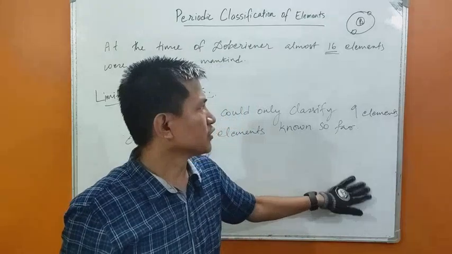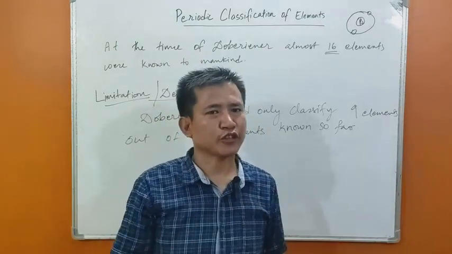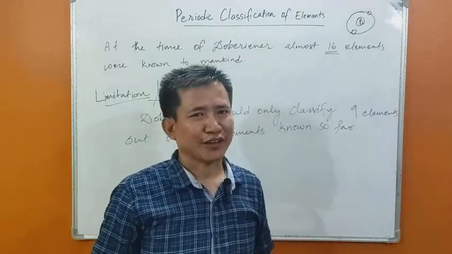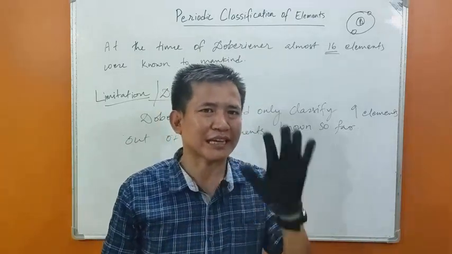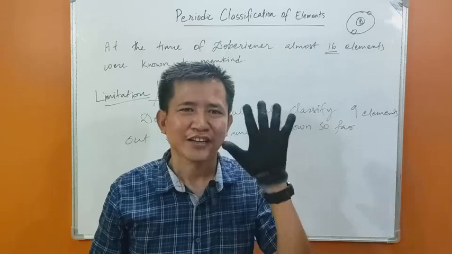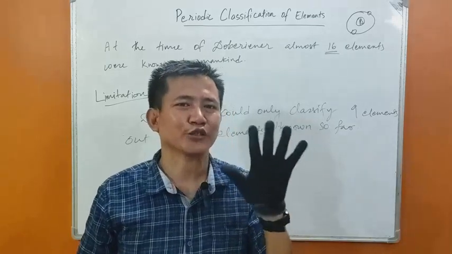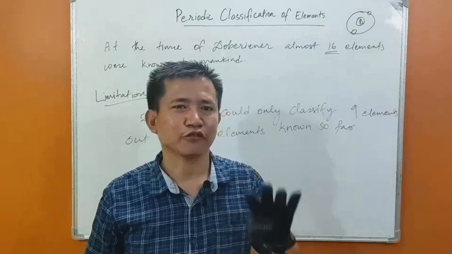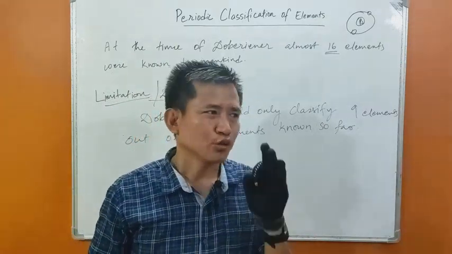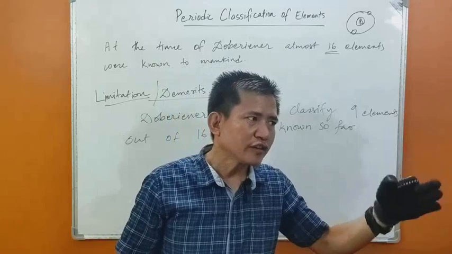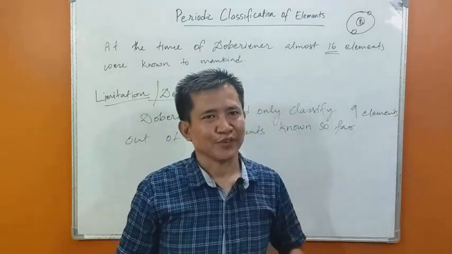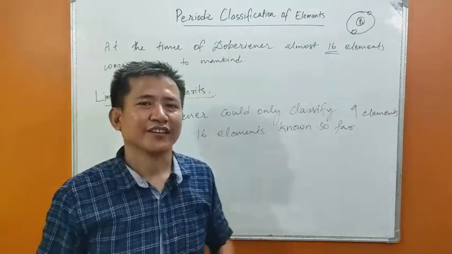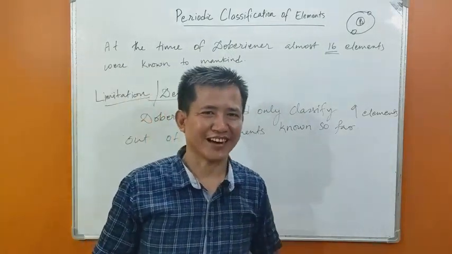So out of 16 elements, he could only form 3 groups, meaning he could only classify 9 elements, and 7 elements were left. He should have classified at least 5 groups, isn't it? 3 fives are 15. At least 5 triads should have been made by Dobereiner, but he could only make 3 triads. So he could not classify all the elements known at that time, and his law of triads was disregarded later on.